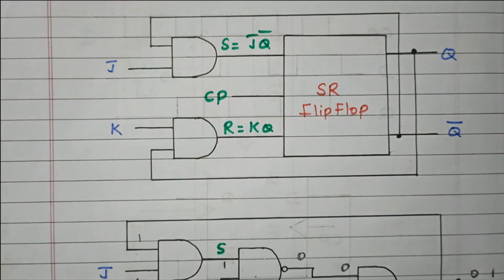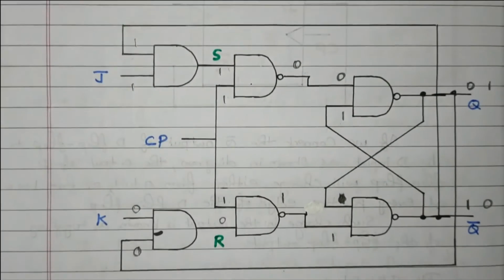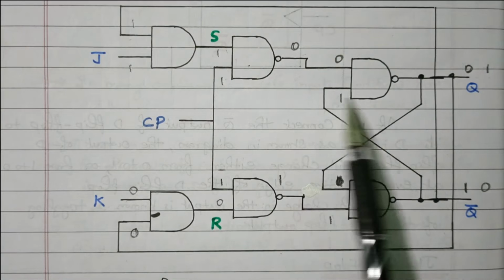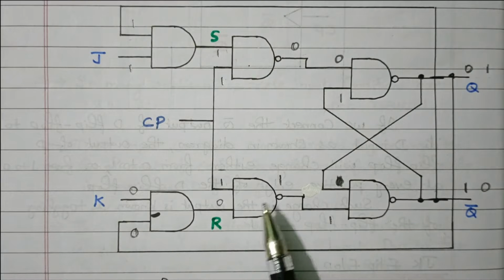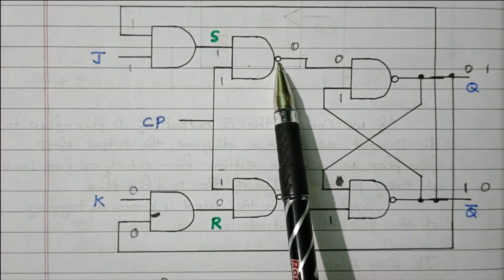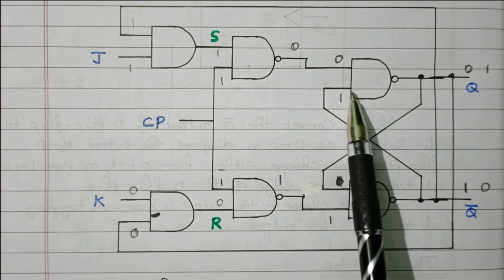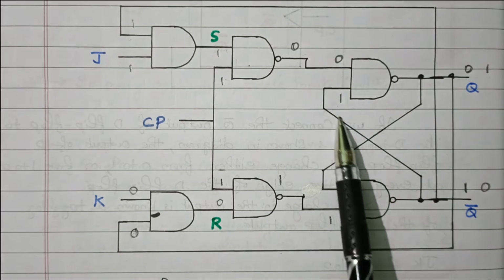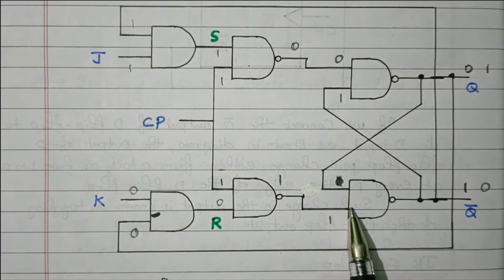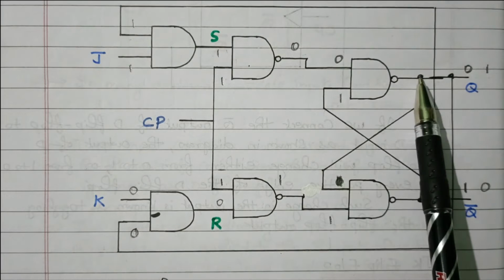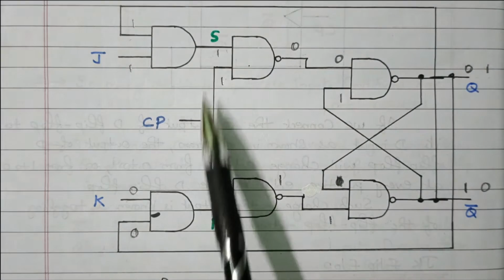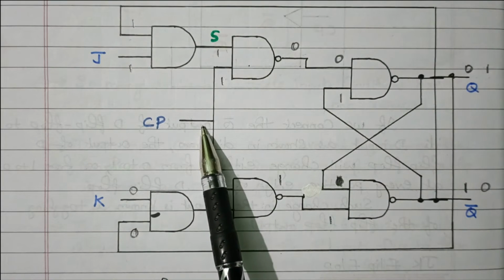Now we'll see the logic diagram. There are four NAND gates available. That is the basic diagram of the SR flip-flop. Four NAND gates are there. The output of this NAND gate is connected here, and one more input to this NAND gate is Q bar. The output of this NAND gate is connected here. One more input is Q. So it is interconnected. In this we are giving the S and R inputs, and one input is the clock pulse.